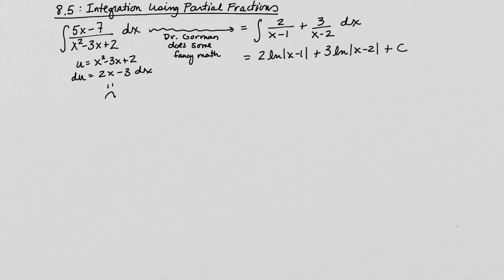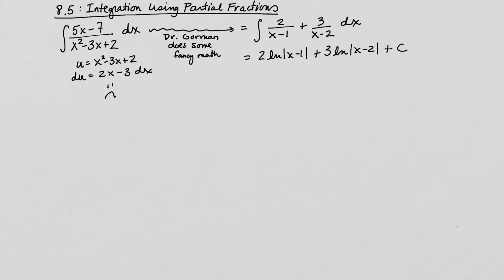So if I could do some fancy math and get it into these nice 2 fractions, then I could integrate those 2 fractions because they're kind of easy to integrate. That's what partial fractions does. Partial fractions takes one fraction and breaks it up into multiple fractions that together are the same as the first fraction.